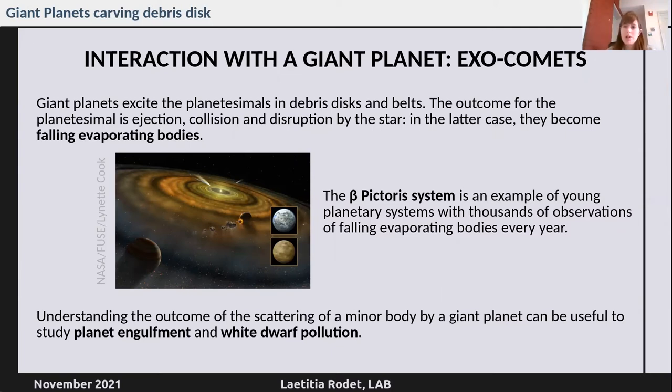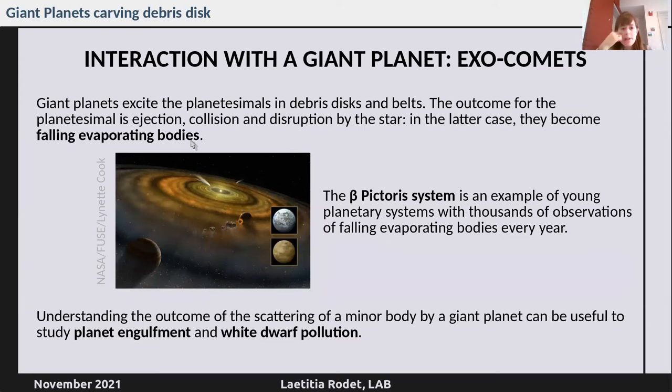This example of HD 106906 was a case where the giant planet was not directly scattering the planetesimals. It was just creating secular variations from far away. But sometimes, especially when the system is young, the giant planet can directly encounter the planetesimals, and it causes the same outcome as in the planet-planet scattering case. It can cause ejection, collision, or you can send the planetesimal towards the star. And in the latter case, they become falling evaporating bodies.